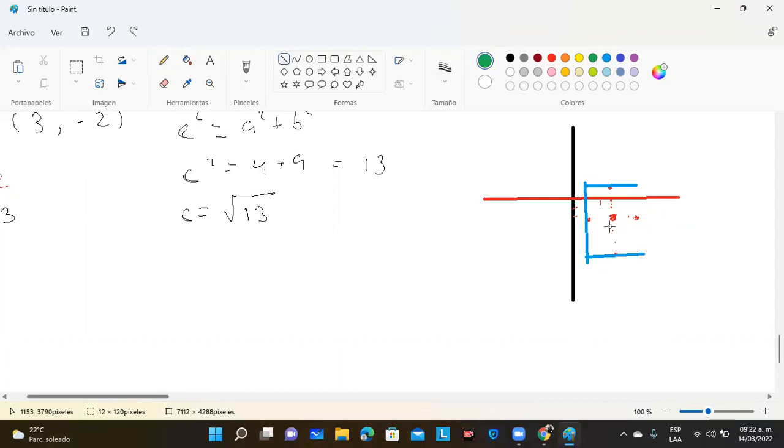Now that we have the rectangle, we can create the asymptotes, okay, that are going to be the diagonal lines. This green one that I am drawing here is going to be the asymptotes.